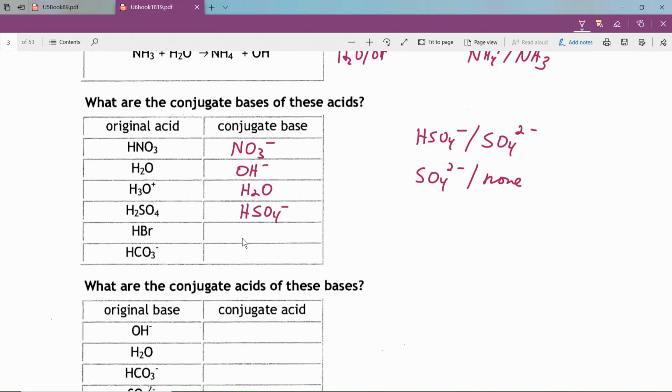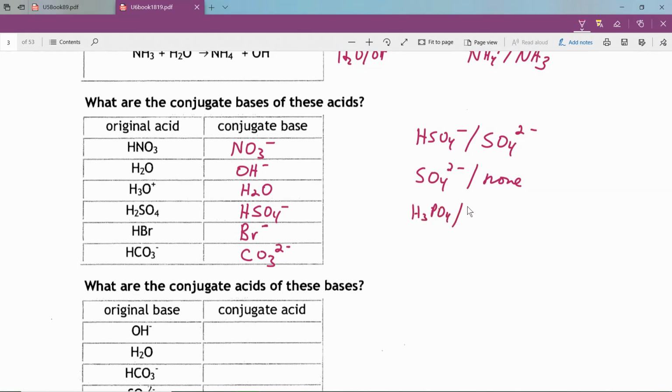Okay, back to here. HBr, the conjugate base is Br-. HCO3-, the conjugate base is CO3 2-. So you not only get rid of the H symbol, you get rid of a plus sign, so you got one less plus sign, which means one more negative sign. So it's CO3 2-. Let me throw in some more on the side here.